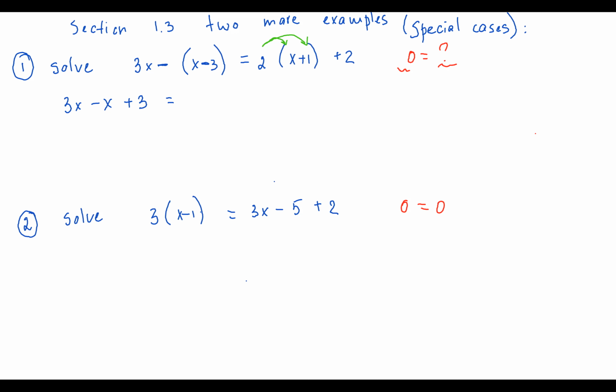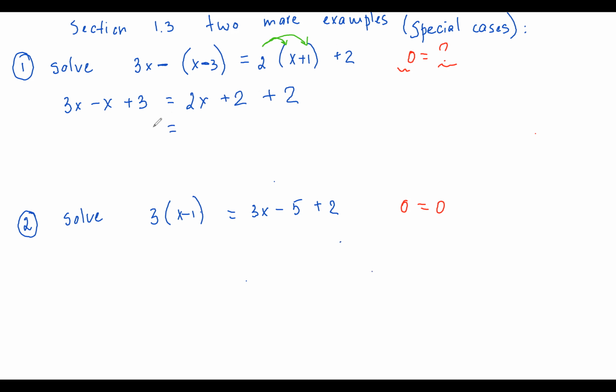So 2 times x will be 2x. And then 2 times 1 will be plus 2. And then the plus 2, just the 2. Okay, got this one. So 2 times x is 2x, 2 times 1 is 2. I almost tried to multiply 2 by this 2, but then I said, oh my God, what am I doing, right? So no, plus 2. Now we combine like terms on each of the sides separately.